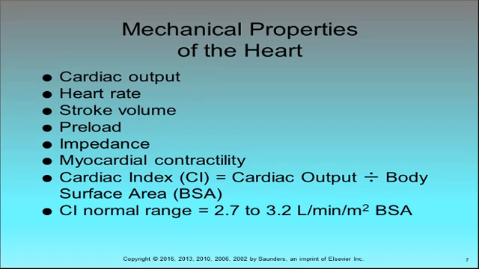Something that I don't have listed on here is called afterload. This is another one of those things that helps to affect your stroke volume. It's the pressure or resistance that your ventricles must overcome to be able to eject blood through your valves and into the blood vessels. The amount of resistance that's there is directly related to your arterial blood pressure and the size of your blood vessels.